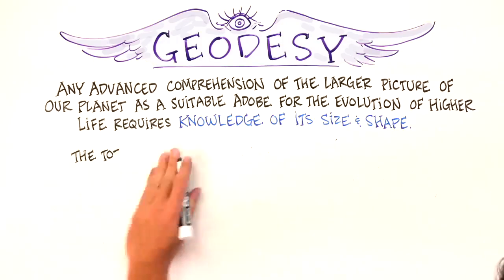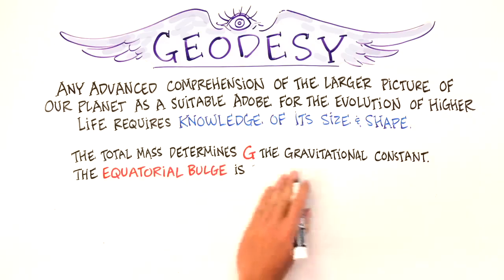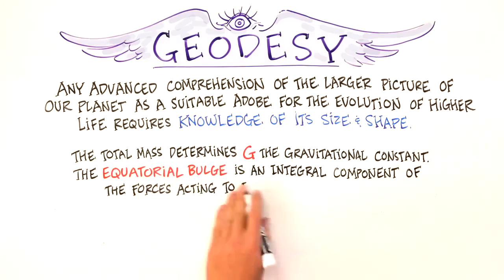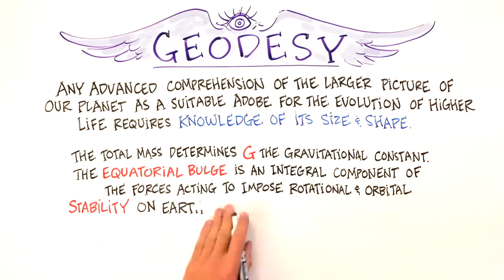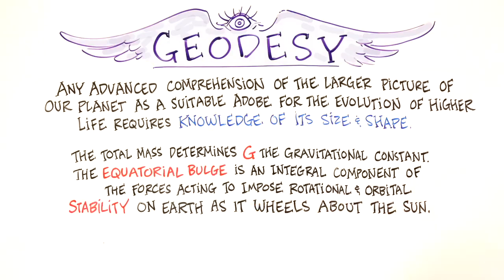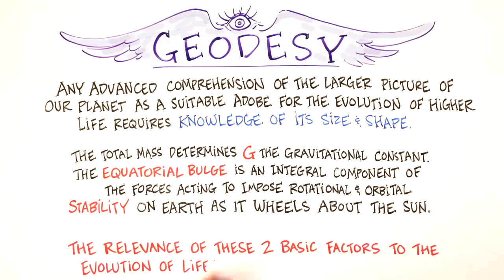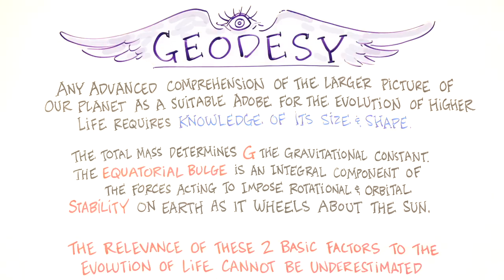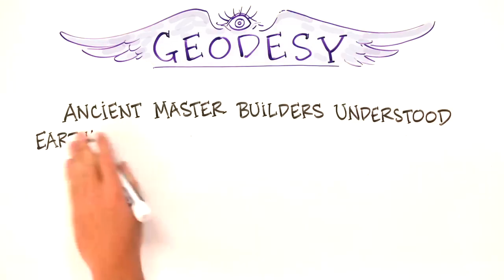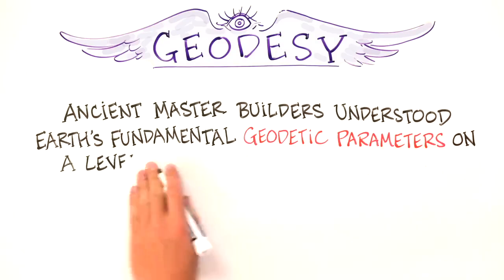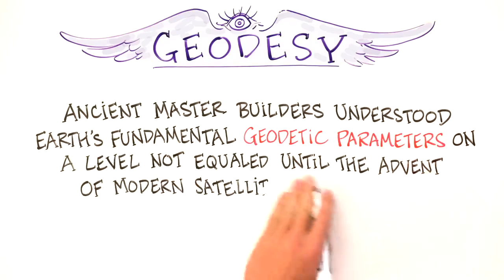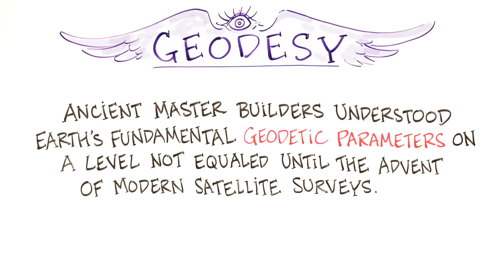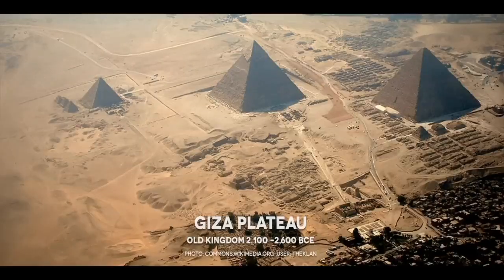The total mass, of course, determines g, the gravitational constant. The equatorial bulge is an integral component of the forces acting to impose rotation and orbital stability on Earth as it wheels about the sun. The relevance of these two basic factors to the evolution of life cannot be underestimated. Ancient master builders understood Earth's fundamental geodetic parameters on a level not equaled until the advent of modern satellite surveys. How do we know that? Well, probably the most salient means we have of knowing that is the Great Pyramid of Cheops itself.